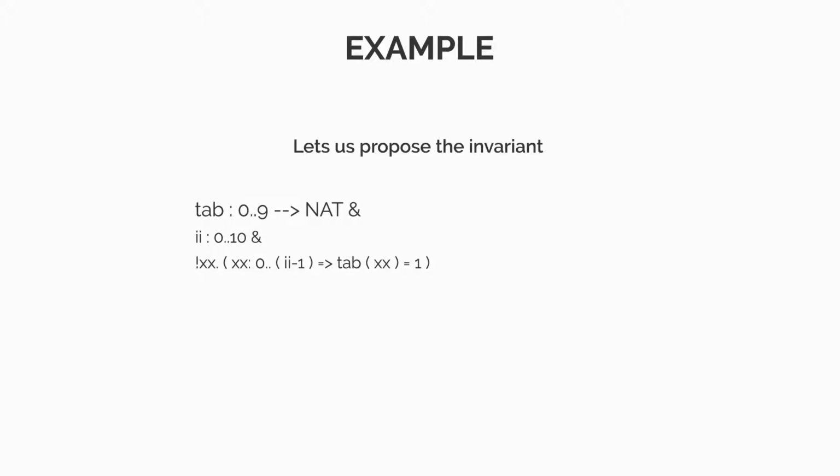The first part of the predicate, that talks about the tab belonging to the set of functions from numbers ranging from 0 to 9 to natural numbers, is used to make the proofs easier. And the second part of the predicate, that says that II belongs to the set of numbers ranging from 0 to 10, is needed to guarantee the correctness of the variant, as we will see later in this lecture.